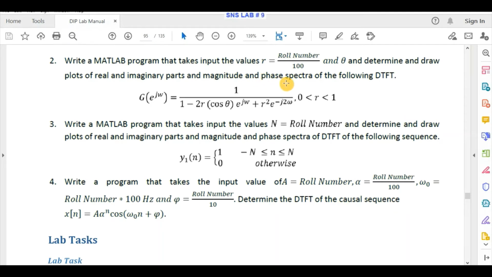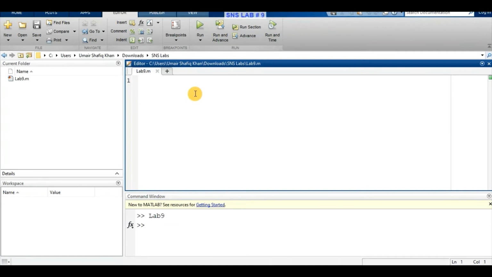So we will attempt it by putting in the value of r, as r is equal to roll number divided by 100. So first of all I will assume a roll number, let's say it's 40.